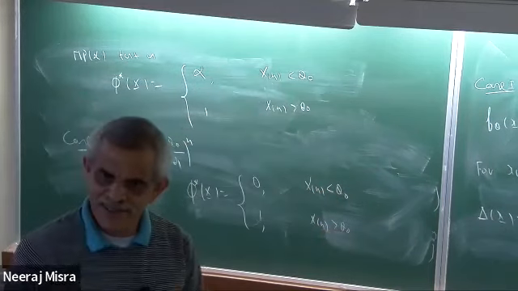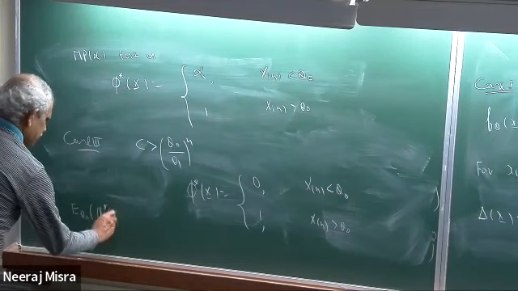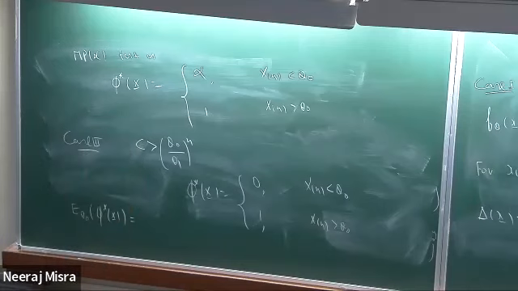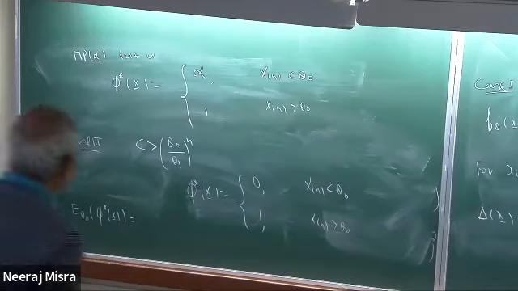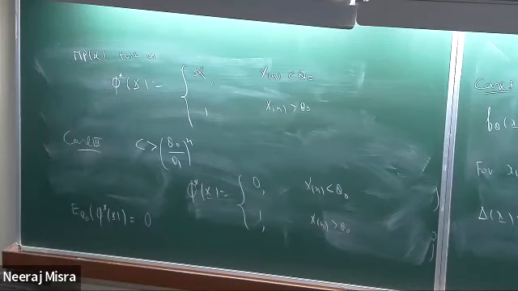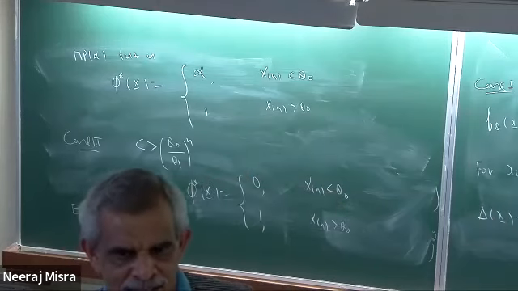What is E theta naught of phi star X? Zero, right? So again, this doesn't work because I wanted this quantity to be less than or equal to alpha. But in this case, what would be the power? Power would be one.